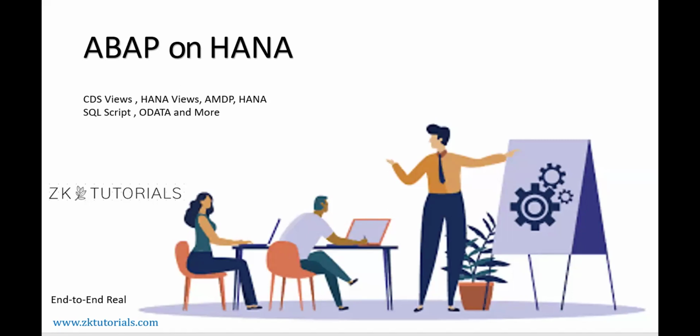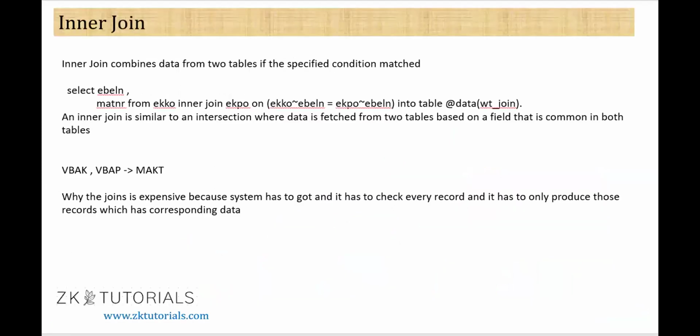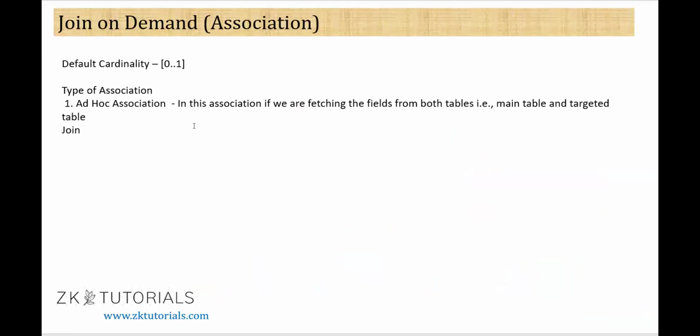So guys, in the previous session, we discussed the CDS view. We saw the inner join, and we also discussed association. We saw the first type of association, which is known as ad hoc association. So what is this ad hoc association?